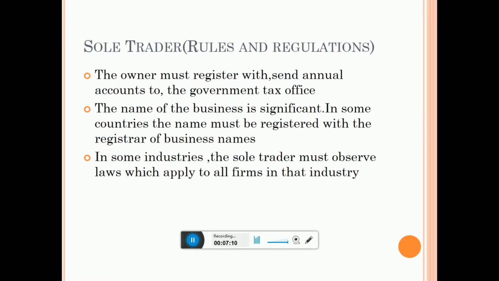Then we have sole trader rules and regulations. The owner must register with signed annual accounts to the government tax office. The name of the business is significant. In some countries, that name must be registered with the registrar of business names. As I said earlier, there are certain rules and regulations which differ from country to country. And the last is, in some industries, the sole trader must observe laws which apply to all firms in that industry. This varies from country to country, but generally we are learning for Cambridge examinations, so we can write down these rules. These are in the book.